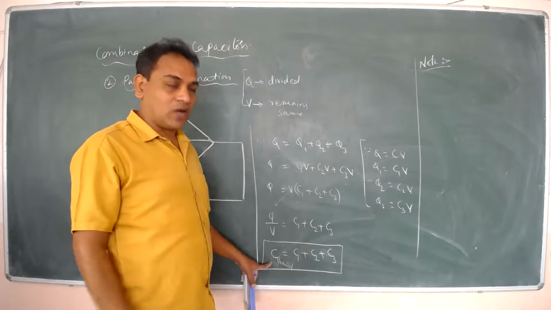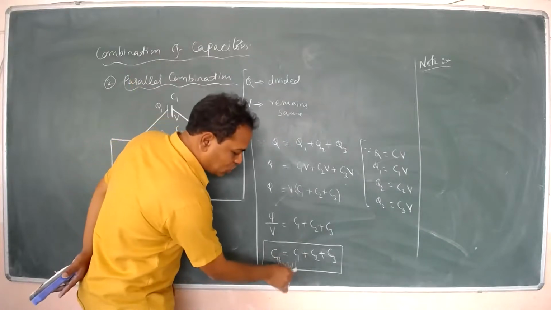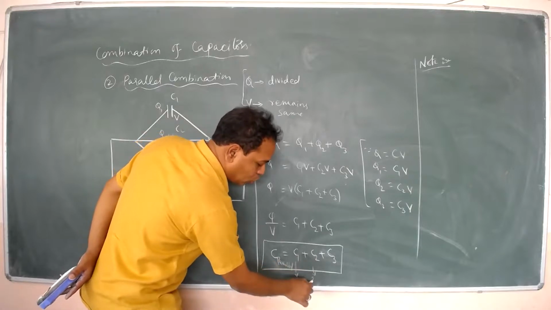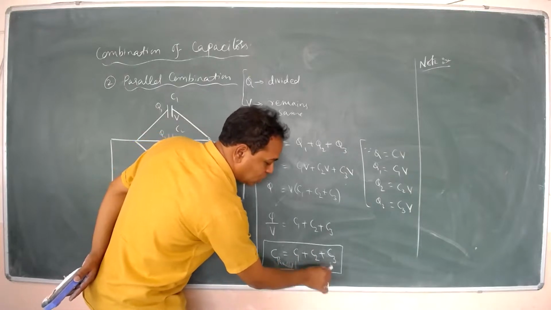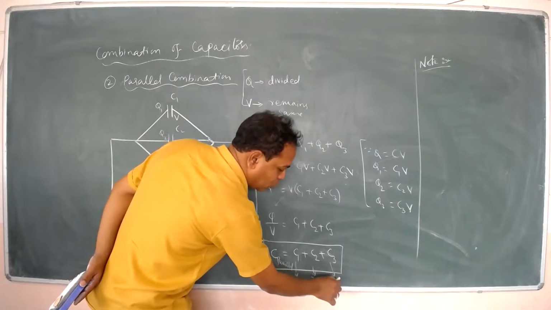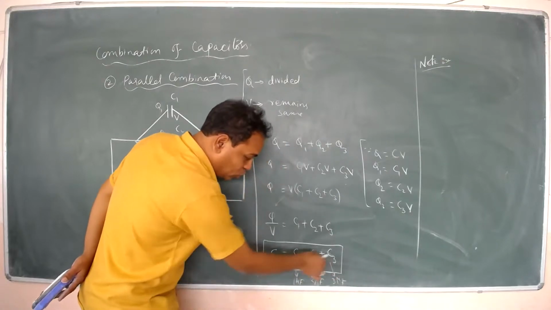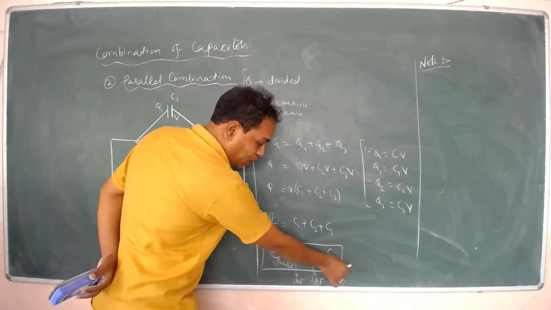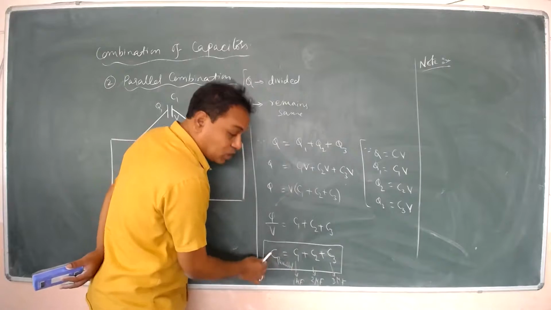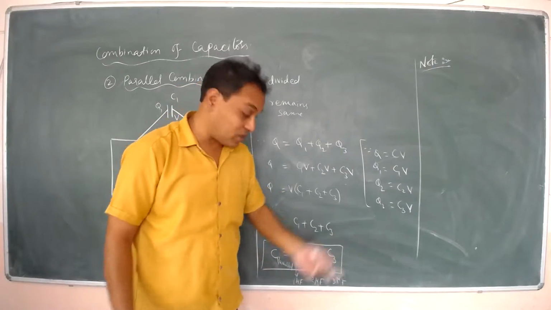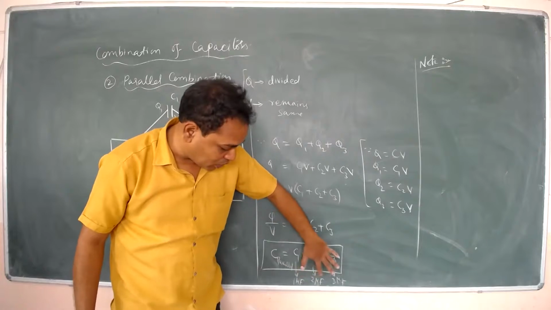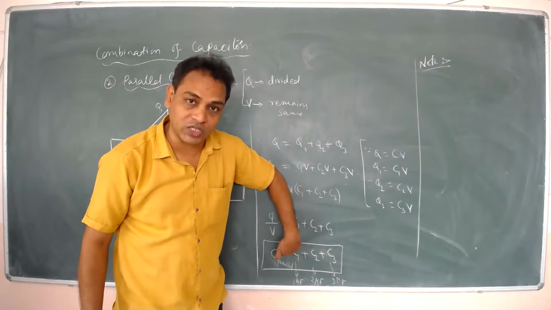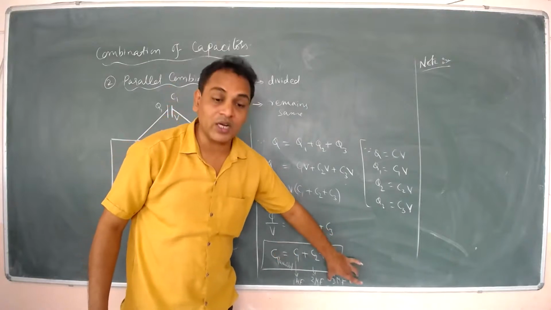See, for example, suppose C1 is 1 microfarad, C2 is 2 microfarad, suppose C3 is 3 microfarad. Then what is the effective? 1 plus 2 plus 3, that is 6 microfarad. So the effective is 6 microfarad, which is greater than the greatest value. Here the greatest value is how much? Among 1, 2, 3, 3 is the greatest value. So now the effective is 6, which is greater than this greatest value.